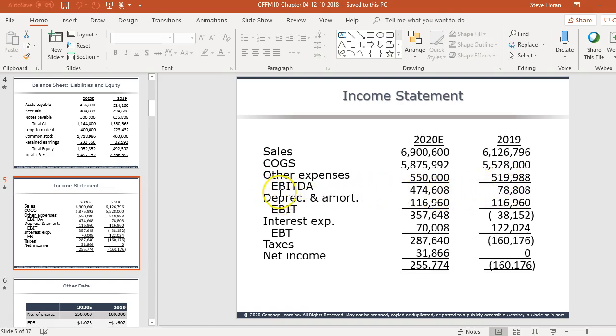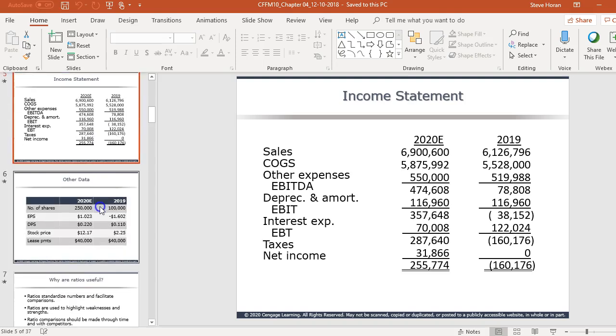So EBITDA is earnings before interest, tax, and depreciation. Then after depreciation, we subtract that out and we get EBIT, earnings before interest and tax. We subtract interest to get EBT and so on. So the good news is they're positive net income in 255,774. And one thing to point out too, remember that they paid off quite a bit of debt between the years, and that's why their interest expense has lowered. They've reduced their interest expense.